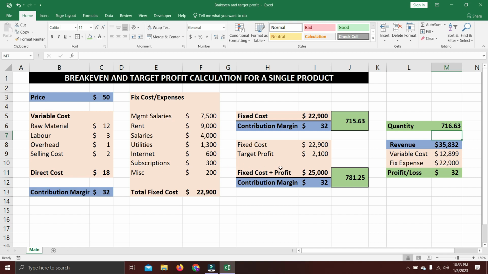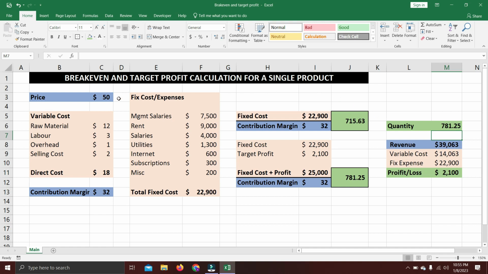Let's move to the next part, where we will verify target profit. So as per this calculation, we should sell 781 units to achieve a profit of 2,100. So let's try this here, 781.25, and enter. As you can see, 2,100, which was our target profit. So this is showing that at this quantity we will surely achieve this profit.